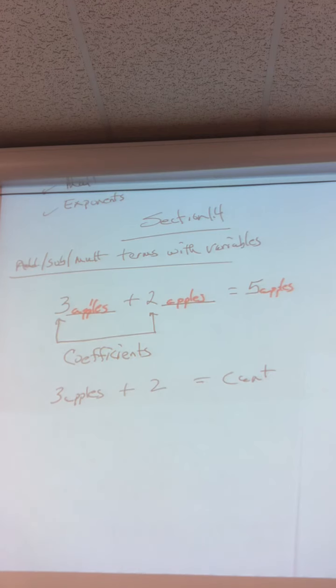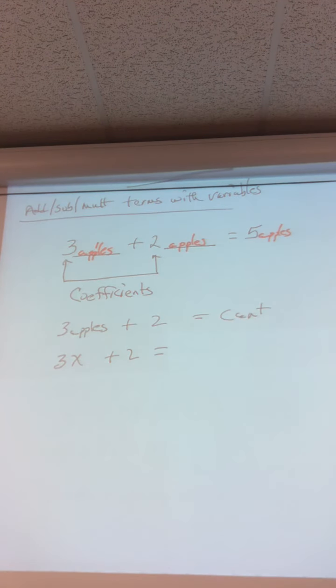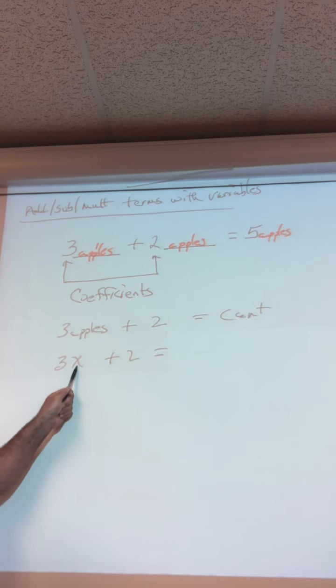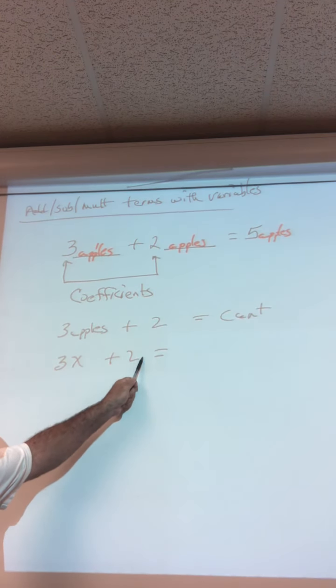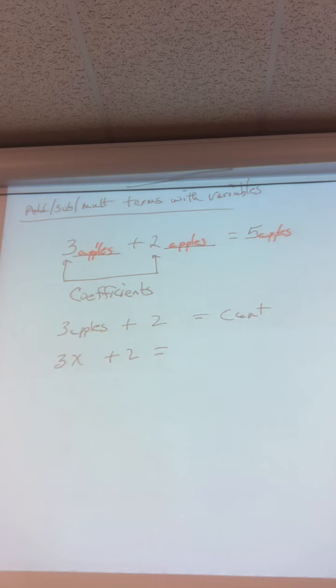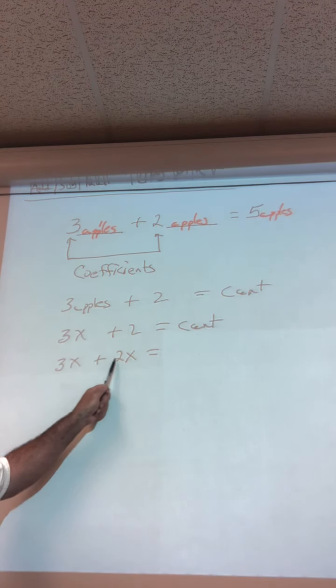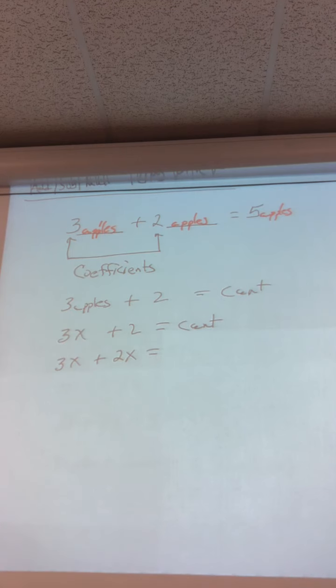So, let's change it now to letters. So if I had 3x plus 2, can I add them together? No, because what's behind this coefficient is not what's behind this coefficient. So I can't add these for the same reason I can't add these. However, if I put 3x plus 2x, now I can add them together. 3x plus 2x is 5x.